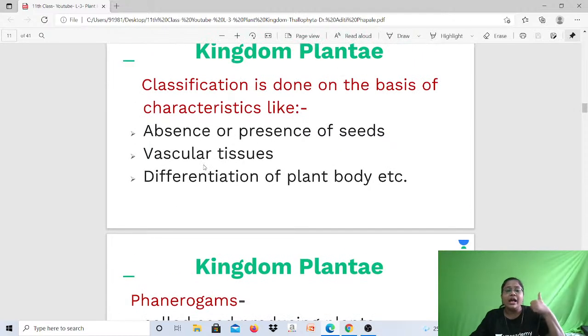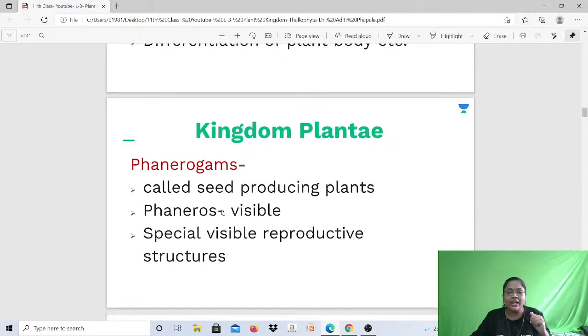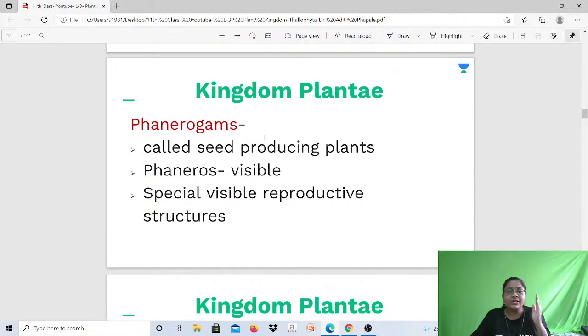I repeat, classification of plants is done on the basis of characteristics like absence or presence of seeds, vascular tissues, differentiation of plant body, etc. Now, first you can see here phanerogams. Now, what are phanerogams? These are seed producing plants. All the plants belonging to phanerogams, they all are seed producing.